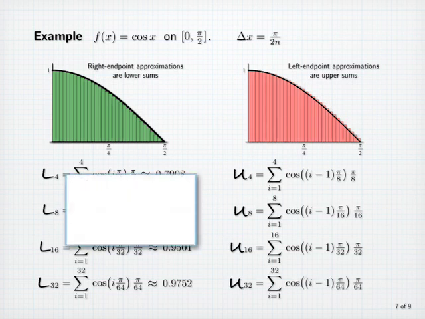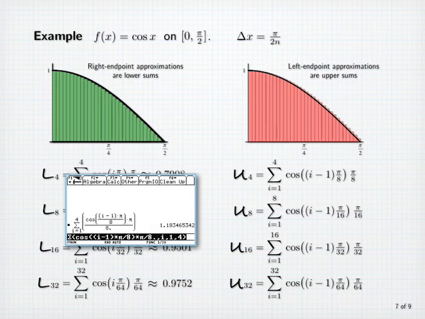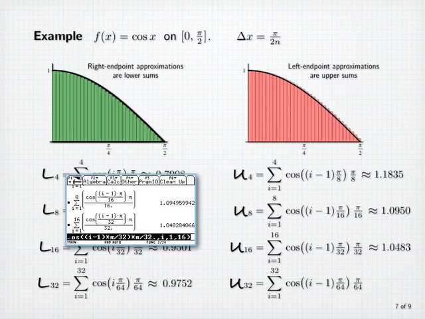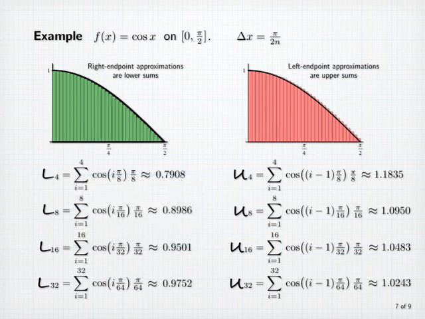Let's go to the calculator and compute these numbers. The first one is 1.1835. U sub 8 is 1.0950. U16, 1.0483. U32 is 1.0243, where we've rounded all of our numbers to 4 decimal places.